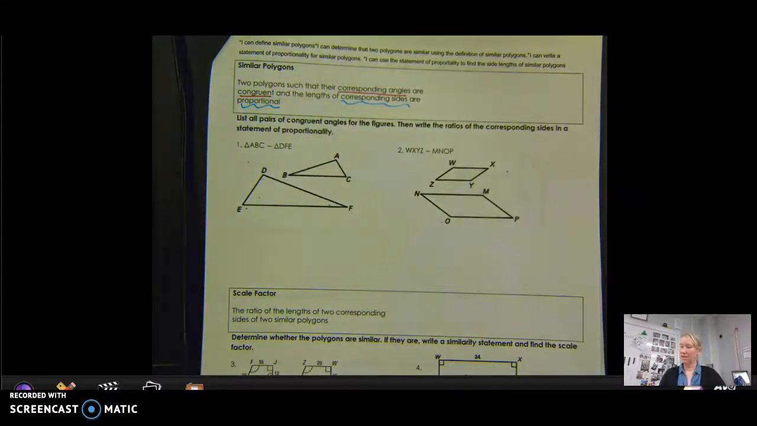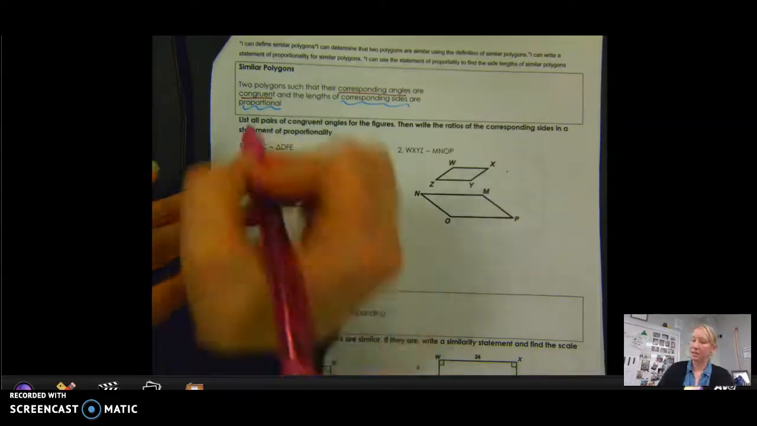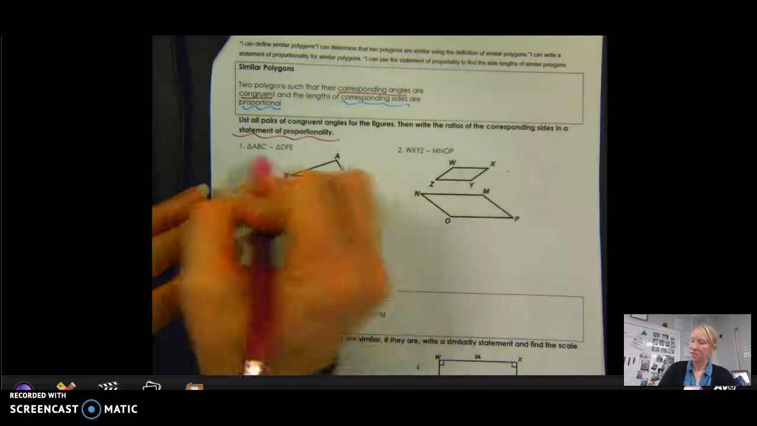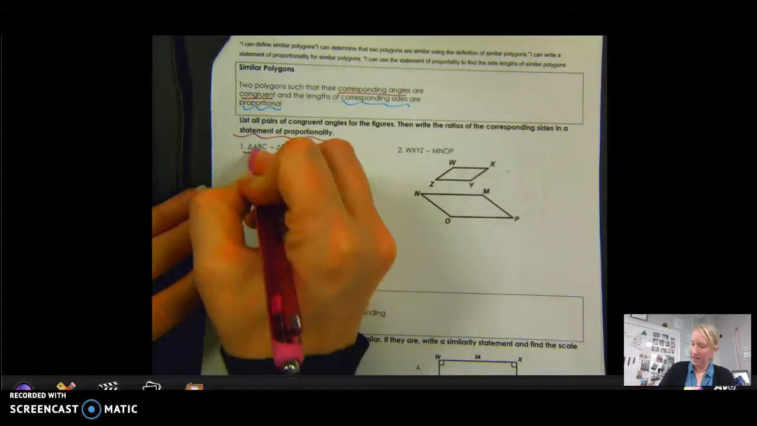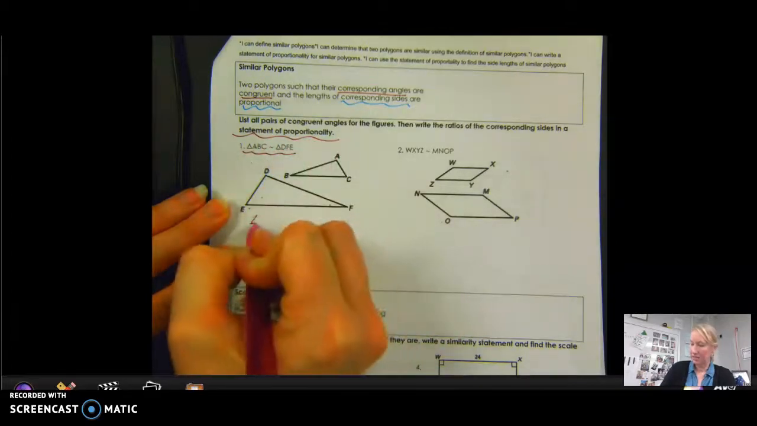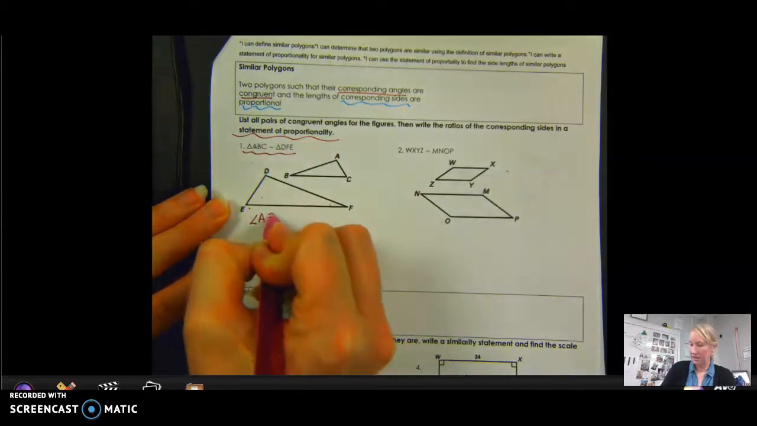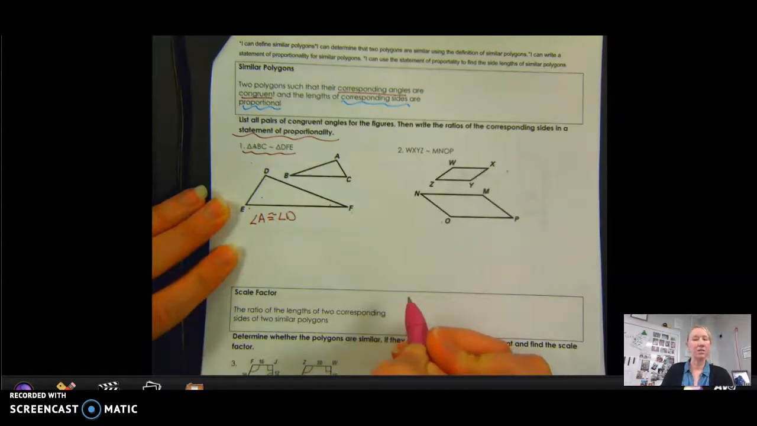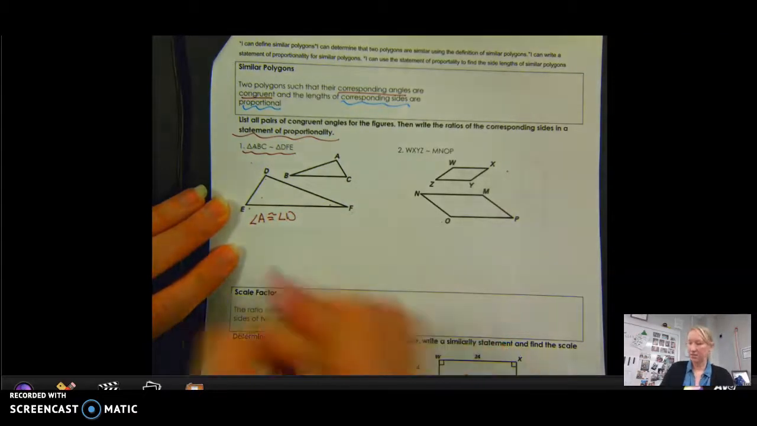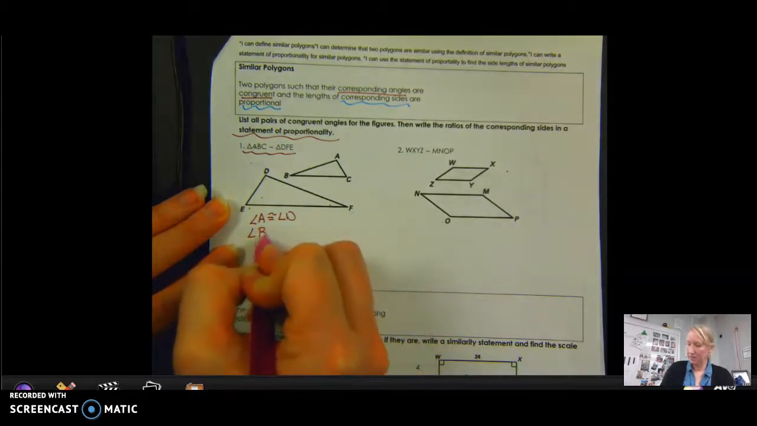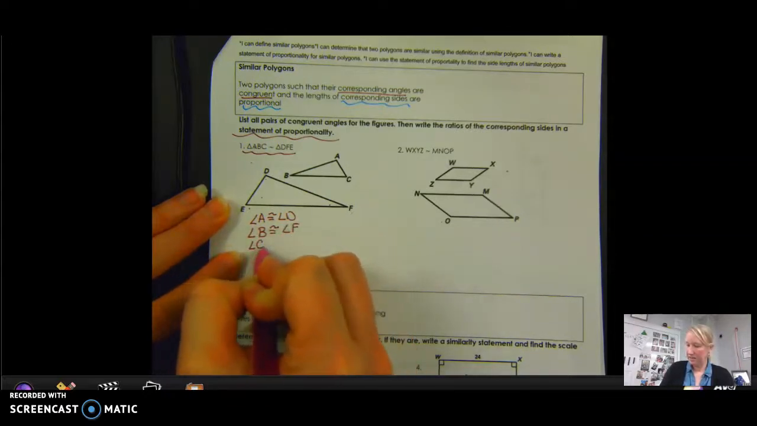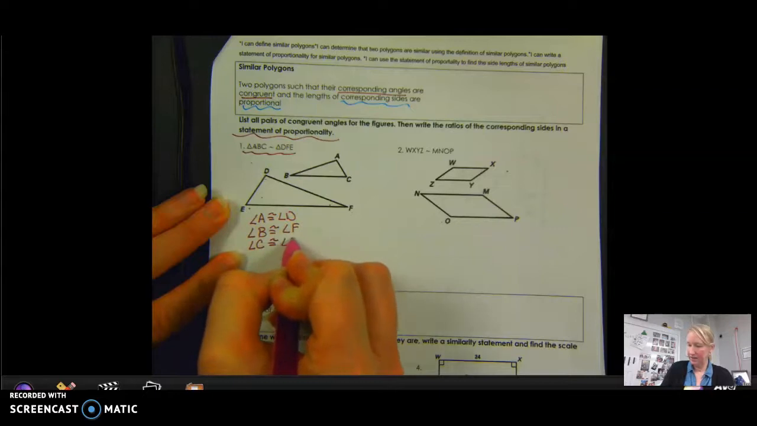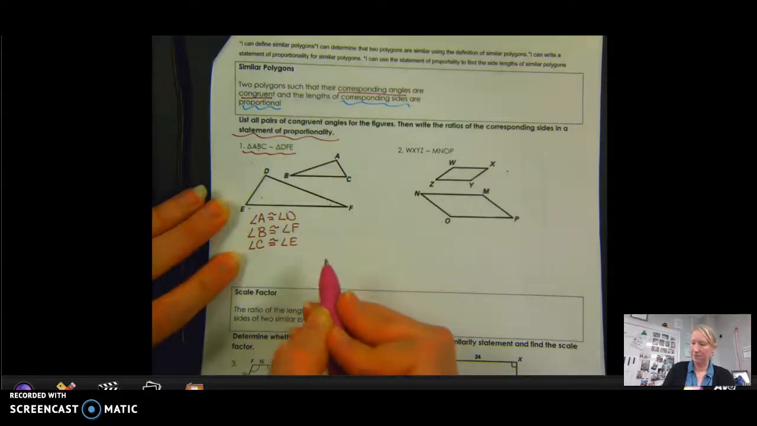List all the paired congruent angles for the figures, then write the ratio of the corresponding sides as a statement of proportionality. So they tell you in this statement what matches up. So angle A, first letter, matches up with angle D. So A is congruent to angle D. Angles are always congruent on similar figures and congruent figures. Angle B would be congruent to angle F. And angle C would be congruent to angle E. And again, I just went off the similarity statement.